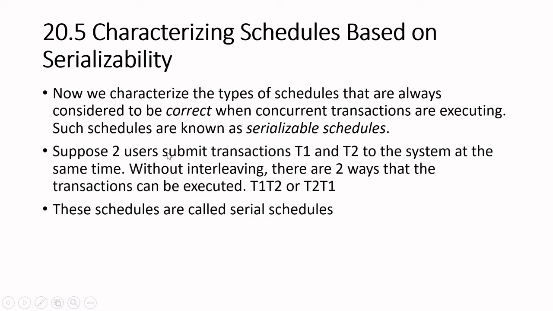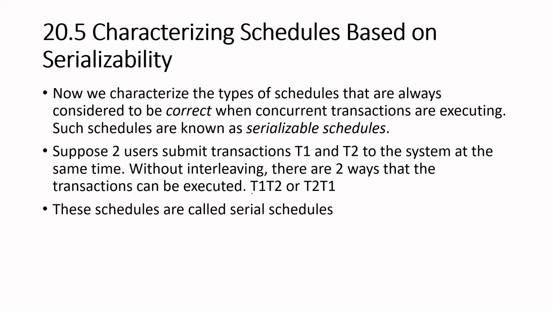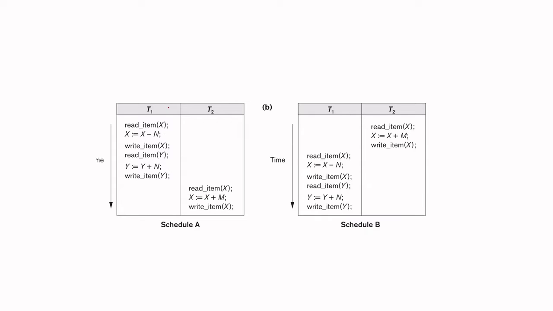Now suppose two users submit transactions T1 and T2 to the system at the same time. Without interleaving, there are two ways the transactions can be executed. First, T1 completely executes, followed by T2. Or T2 executes first, followed by T1. Such schedules are called serial schedules.